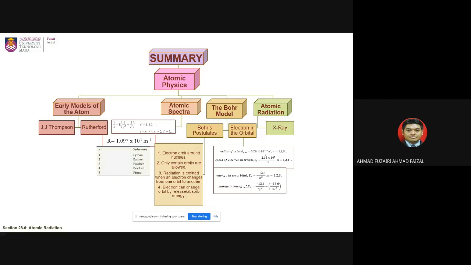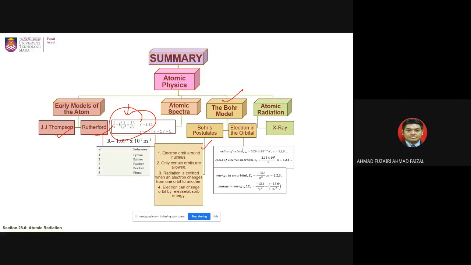This should be the summary of what we learned before this: the early models, J.J. Thomson and Rutherford, and we also learned about the Rydberg equation. The calculation comes from the Rydberg equation, and today we learned about the Bohr model.